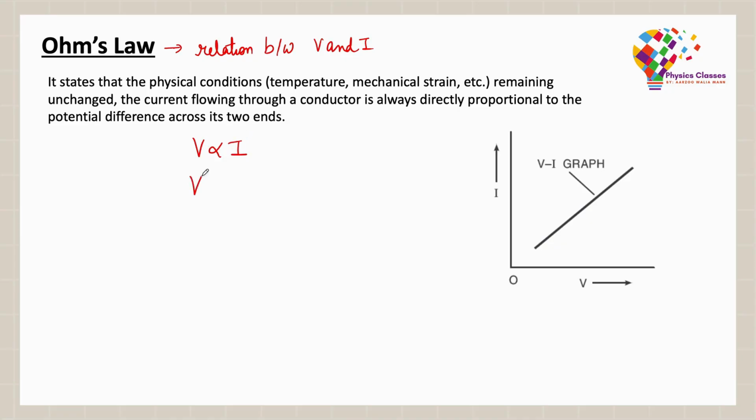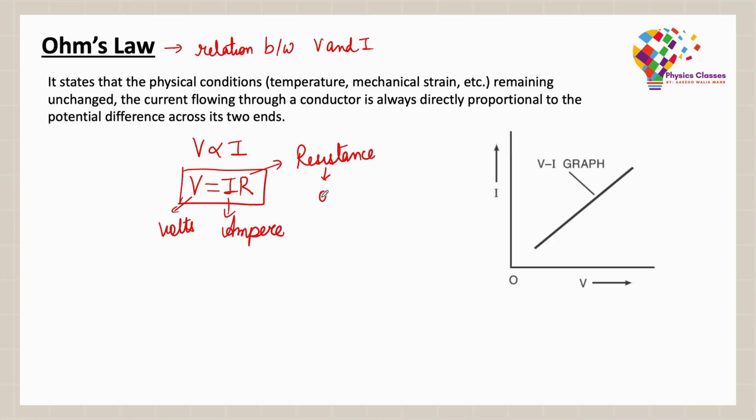To remove this proportionality sign, we introduce a constant, and the constant here is R. So V is equal to IR, where R represents the resistance. The potential difference is measured in volts, I is measured in amperes, and the resistance is measured in ohms. The symbol for ohm is the Greek letter omega.